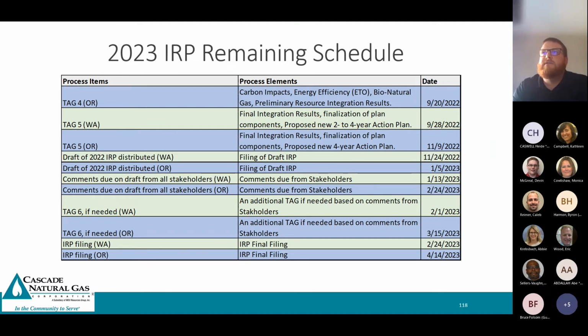And then we ask for stakeholder comments back. We're giving about 6 weeks for stakeholder comments. It is a large document and it takes time to get through. So we're giving everyone 6 weeks, and then we'll hold an additional tag meeting if needed. February 1 for Washington, and then March 15th for Oregon, if they're needed. And then we'll be filing the IRPs. Washington will be February 24th. Oregon will be April 14th.